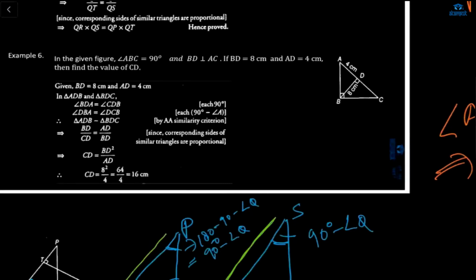Since the two triangles are similar, their side ratios will also be equal. We will choose the side ratios in such a way that our purpose is solved. We need to find the value of CD. So we take BD by CD is equal to AD by BD, because these two side values are given to you. So CD is equal to BD square by AD, and the BD value and AD value are both given. So CD is 16 centimeter. Any doubt?